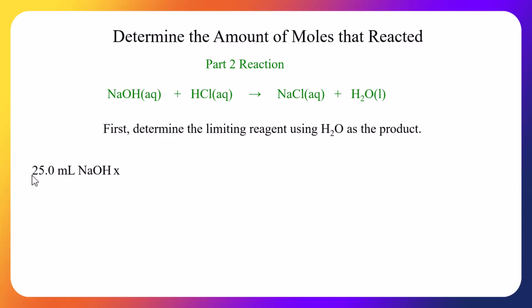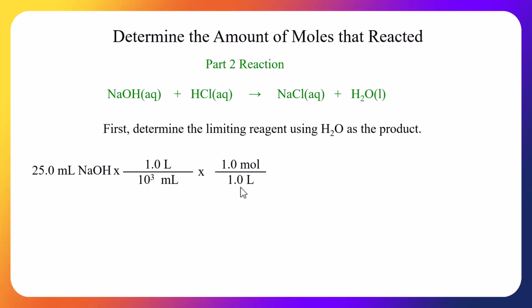Okay. I started off with 25.0 milliliters of sodium hydroxide. I want to convert that milliliters of sodium hydroxide to liters, so I know 10 to the third milliliters is 1 liter. So in this first step, I went from milliliters to liters. The next thing I want to do, I want to convert it to moles. How do I do that?